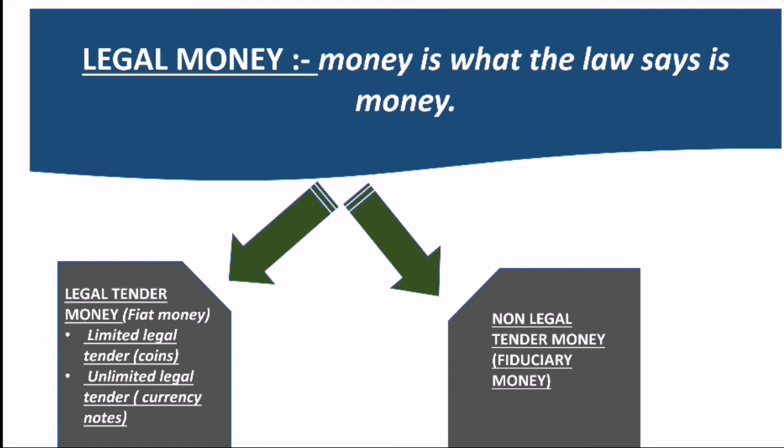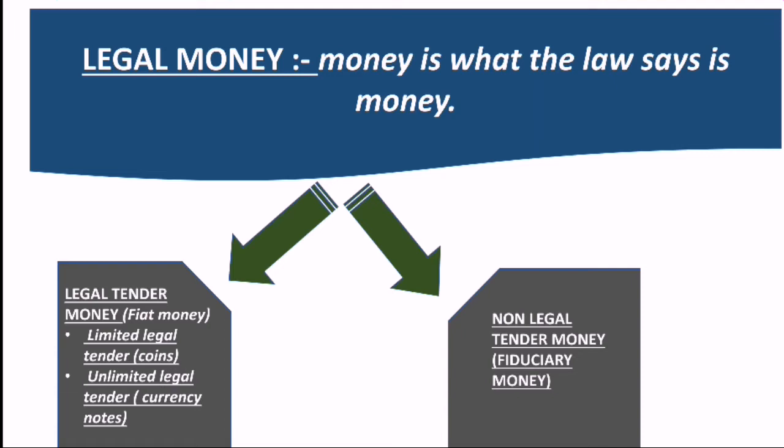Now what is this legal tender money? Legal tender money means that money which is defined under the law of the land as money. For example, in India, paper notes and coins are considered to be legal tender money, right? Legal tender money is also called fiat money, right? Why fiat money? Because fiat means order. Since it serves as money on the orders, on the fiat of the government, that's why it is also called fiat money. It is either limited legal tender or unlimited legal tender. Legal tender status is given to money as limited and unlimited legal tender.